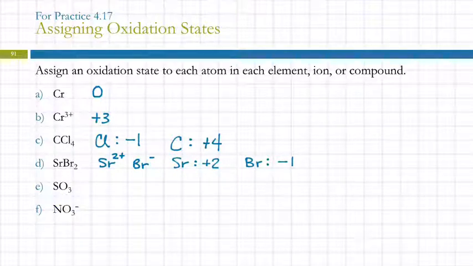SO3, 2 nonmetals. There's no ions here. Fluorine, no. Hydrogen, no. Oxygen, yeah, we have oxygen. What does oxygen want to be?